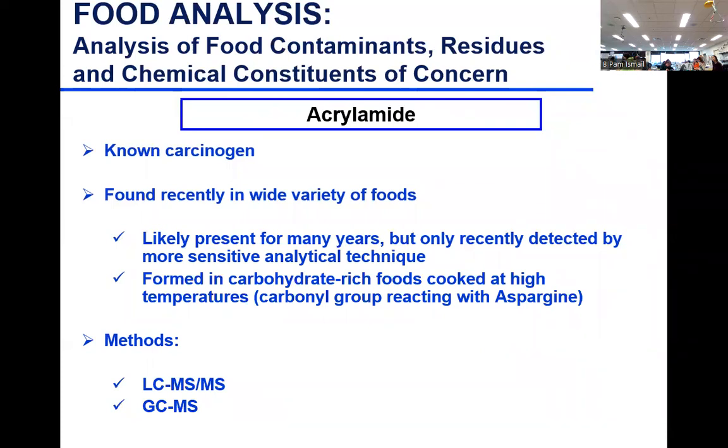Acrylamide also can be produced in food, for example, deep fried potato or chips, okay? You have carbohydrates, and then you have a protein, especially the amino acid asparagine, which reacts in a Maillard reaction to give you acrylamide. So asparagine reacting with a reducing sugar at really high temperature gives you acrylamide, which is a carcinogen. Again, LC or GC coupled with MS.